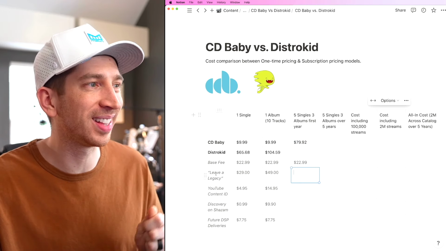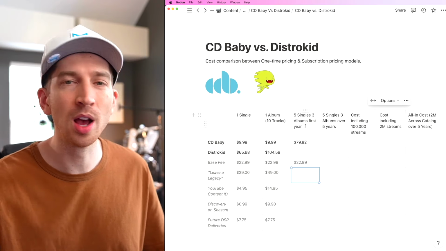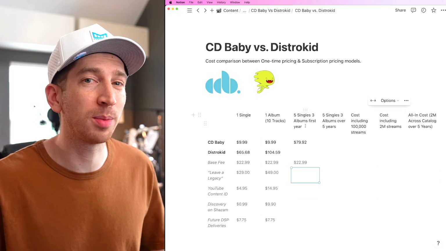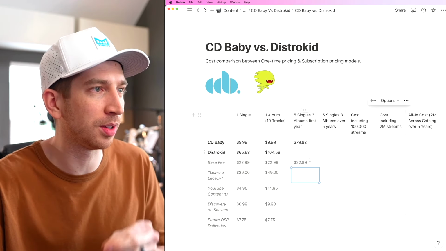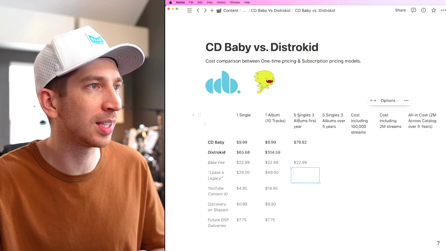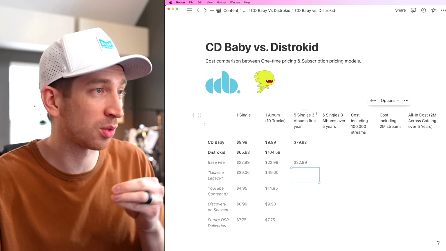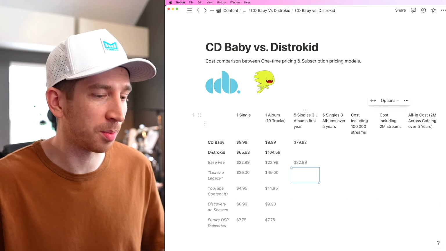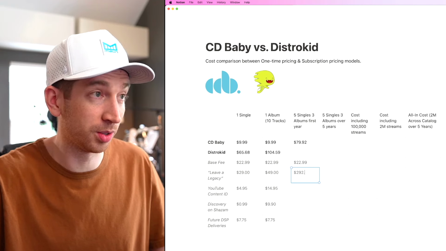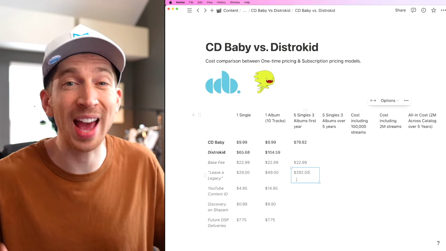So let's calculate the Leave a Legacy cost for 5 singles and 3 albums. Obviously, you don't have to pay for it up front, but you will want to pay for this eventually, so I am going to include it in this comparison. So for 5 singles, that's going to be 29 times 5, and for 3 albums, that's going to be 49 times 3, and we're going to add those two sums together to get a total of $292. So that's a huge cost just to have the essential feature of having your music outlive you.